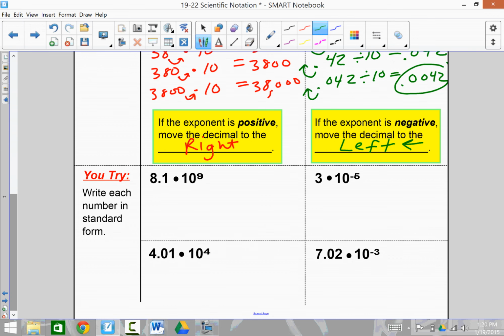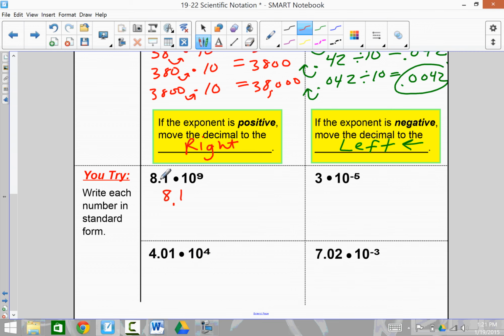You're going to write each number in standard form. You're going to do this without a calculator, just following the rules we just talked about. So let's take a look at the first one. Let's try the first one together. We have 8.1 times 10 to the 9th power. Because we have a positive exponent, I know this is going to be a really large number because we're taking 8.1 times 10 9 times here. Now here's the shortcut, so we don't have to write this work all up like I just showed you here.